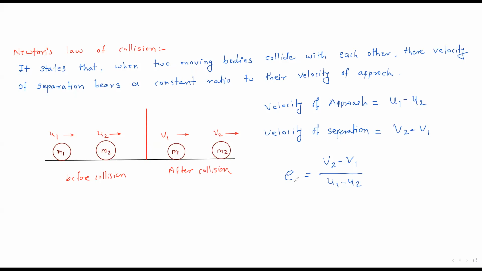So this bears a constant ratio, and that constant is called the coefficient of restitution, and it is denoted by the letter E. Okay. Newton ne kay sangitla, when two bodies collide with each other, their velocity of separation, manje V2 minus V1, bears a constant ratio with their velocity of approach. Velocity of approach manje U1 minus U2.